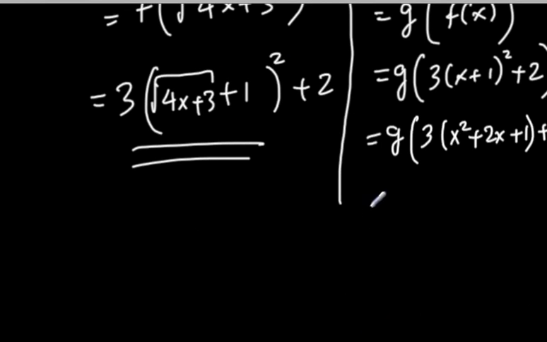And I'm still with the g. So g of, it's going to be 3x squared plus 6x. I'm just going to expand and simplify automatically. So it's 3 times 1, which is 3, and that plus 2 is 5. So it's going to be plus 5. Okay, we close it right there.